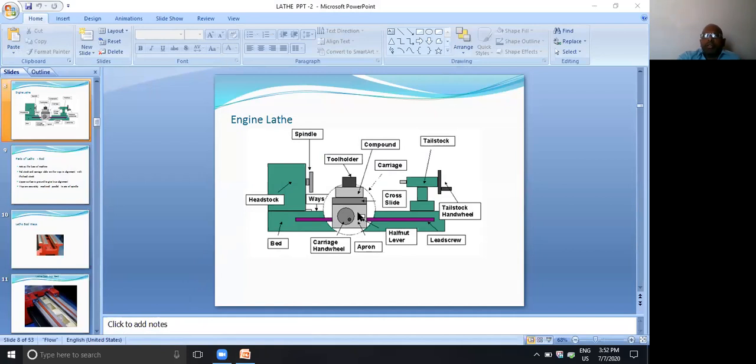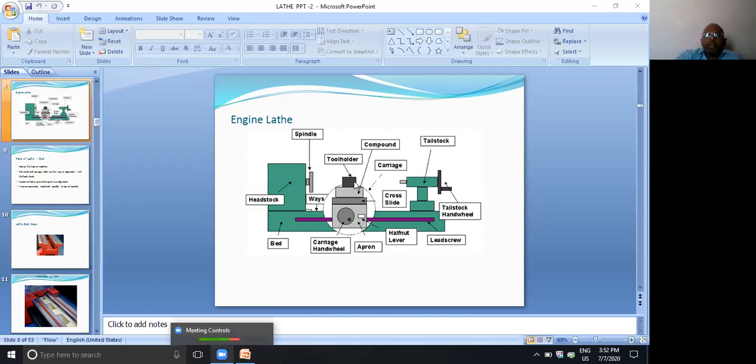That means simply we can say carriage is an element of the lathe machine which carries the combined cross slide, carriage and tool post or tool holder.